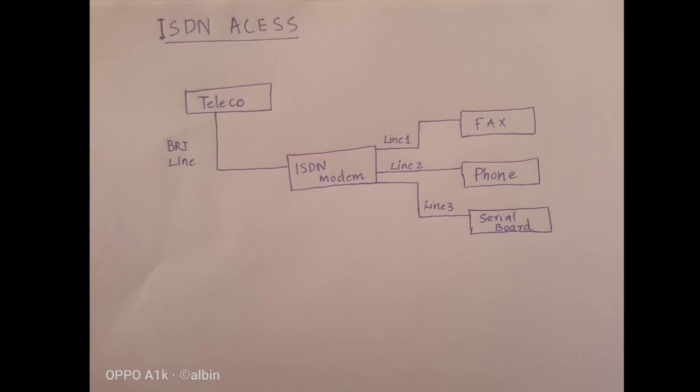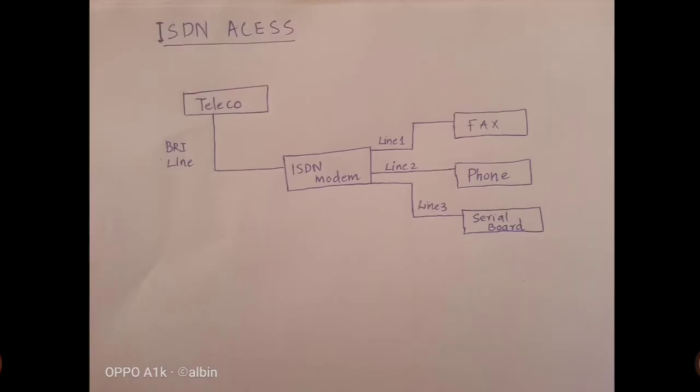Next, ISDN access. There is a telco BRI line, the main component ISDN modem, and there is line 1, line 2, line 3. Line 1 goes to fax, line 2 goes to phone, and line 3 goes to serial board.